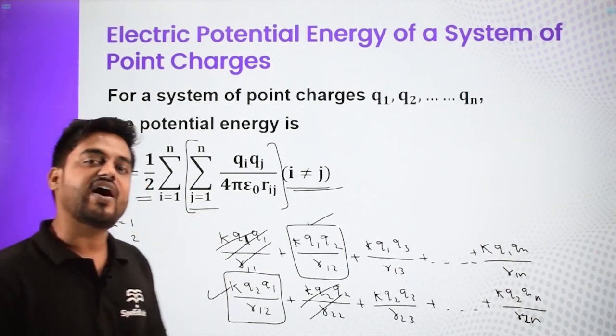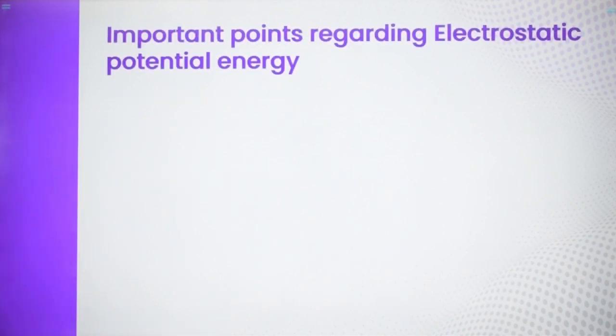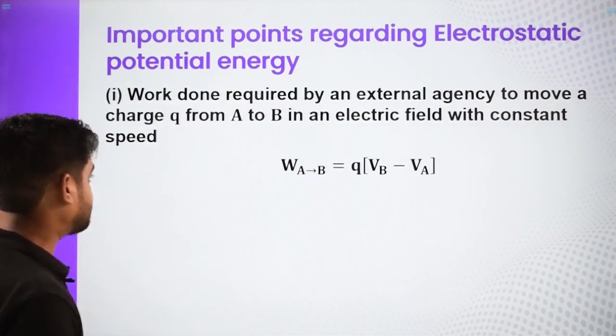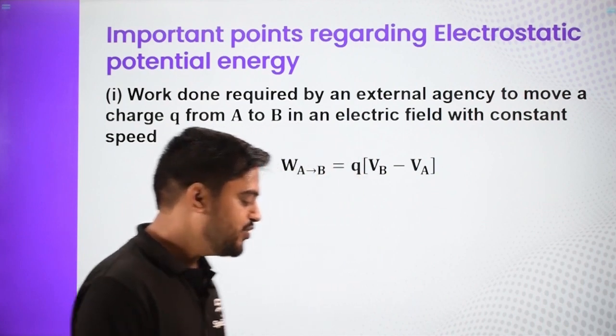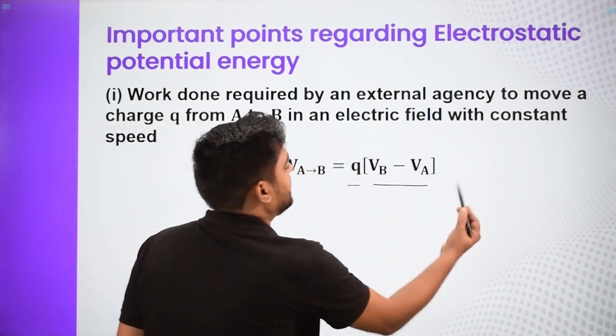But generally the 5 or 6 point charges formula is sufficient that can be manually written. Now, there are some important points regarding electrostatic potential energy. First is work done required by an external agency to move the charge Q from A to B is given by Q delta V, right?